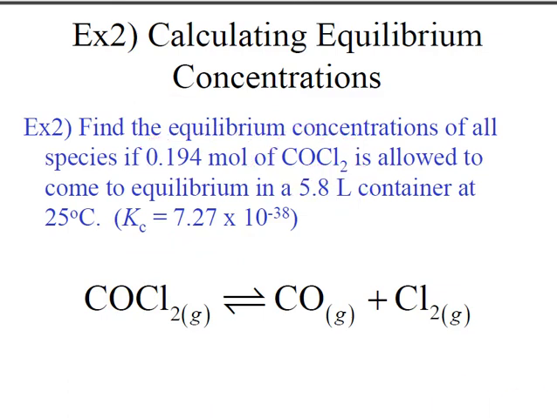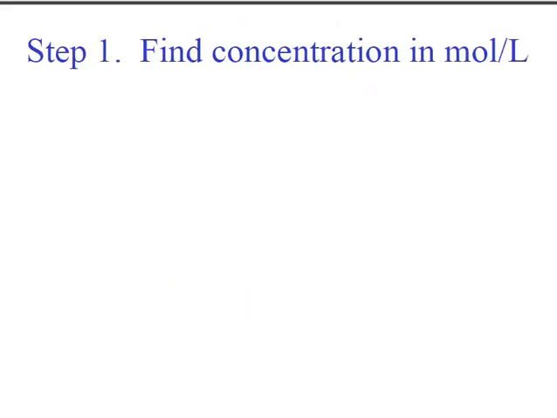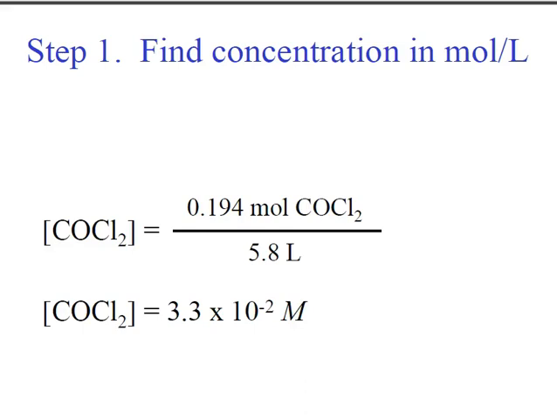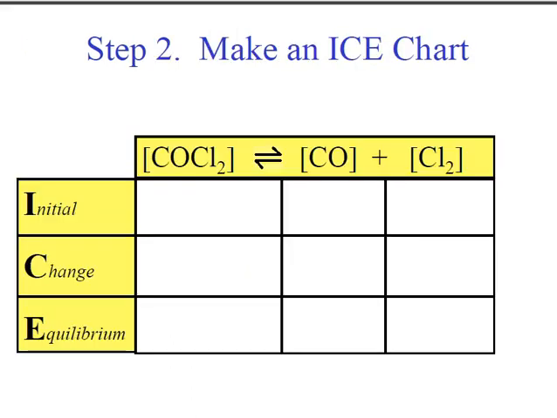Alright, so if we're looking for equilibrium values, we're thinking about an ICE table. But first, as I mentioned, we need to calculate the concentration in moles per liter. So moles divided by liters, there's my concentration of my reactant. And that is before the reaction takes place. So here's my ICE table, and there's my concentration of my reactant. And the other two I'm assuming to be 0, since the reaction has not occurred yet.